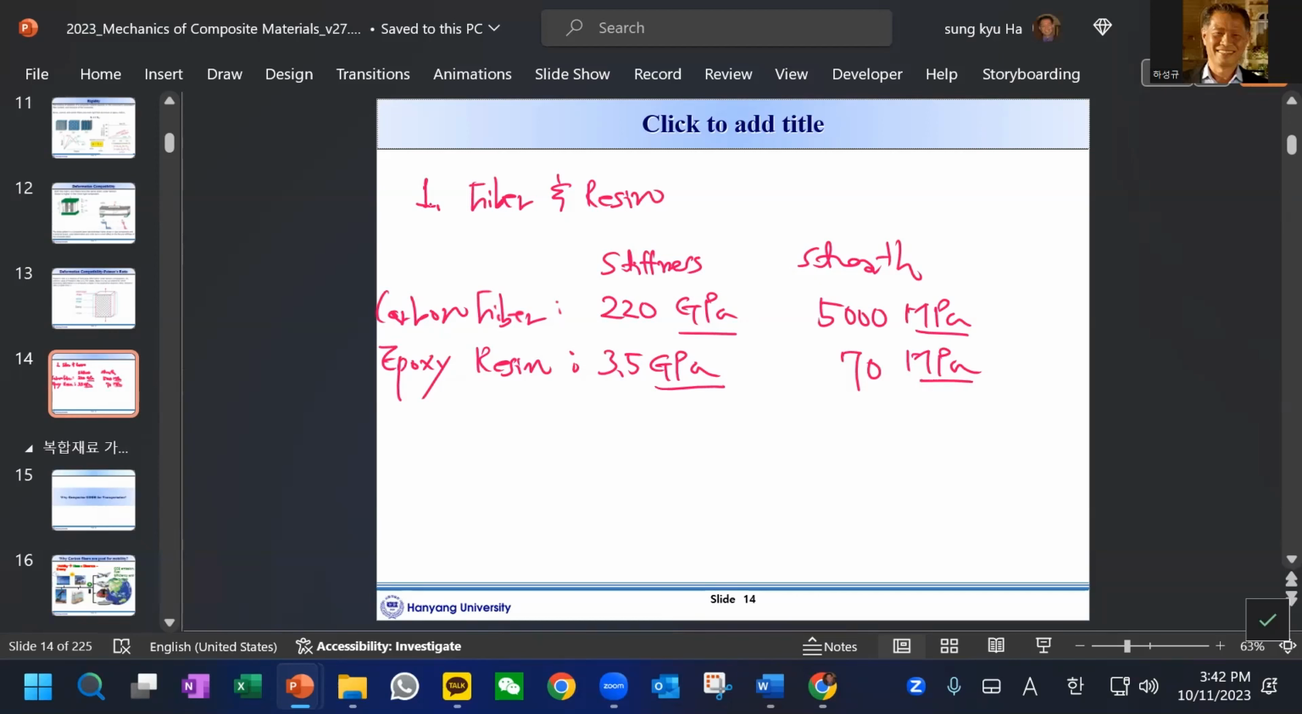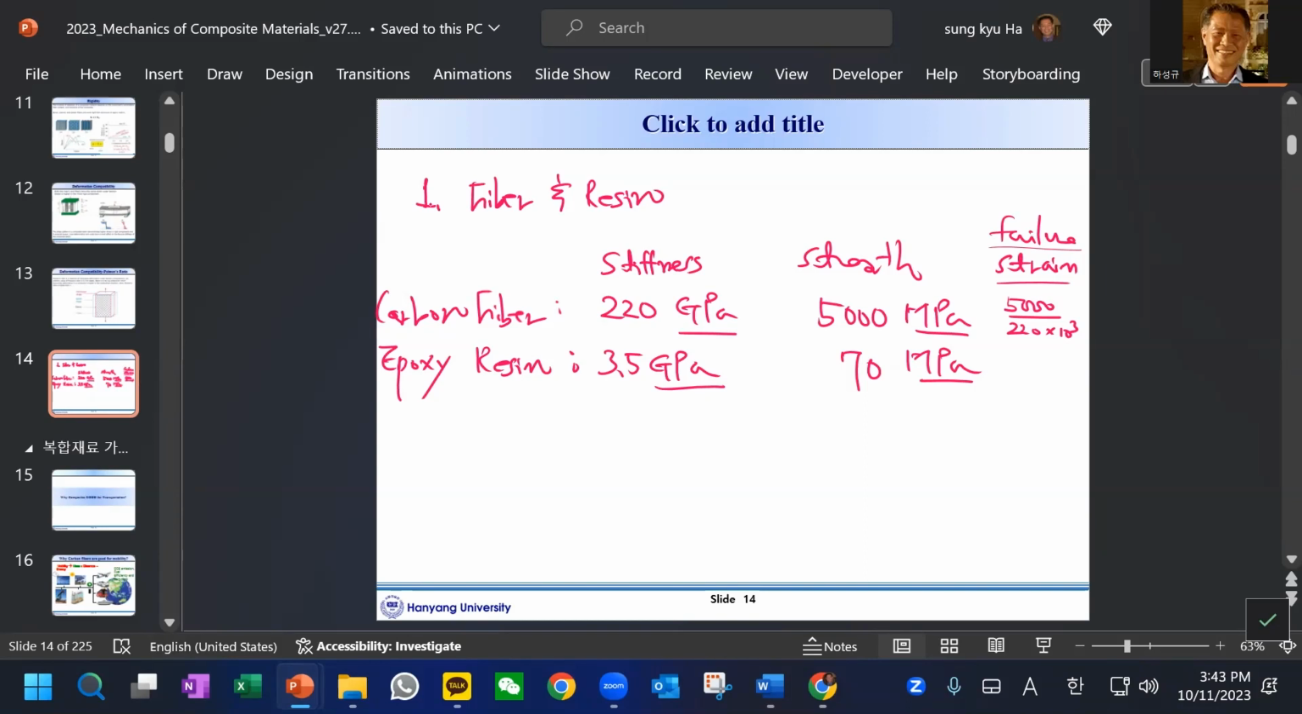And now the failure strain. Strain can be easily defined by the strength divided by the stiffness, right? So this will be 5,000 divided by 220, times 10 to the 3, and so on. So you can see how much the failure strain will be. So for fiber, the strain is also very important, as you saw in the previous graph.